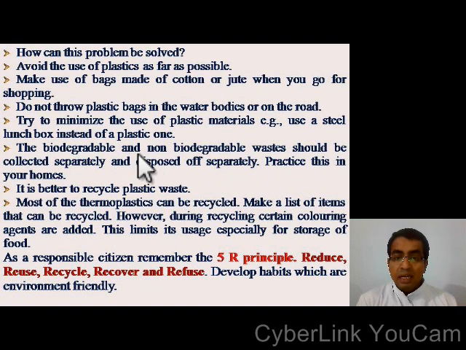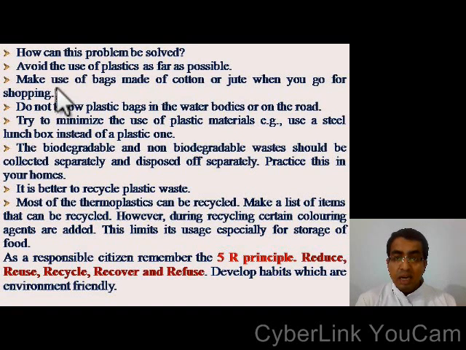Then the biodegradable and non-biodegradable waste should be collected separately and disposed of separately. Practice this in your home. Then it is better to recycle plastic waste. Most of the thermoplastics can be recycled. Make a list of items that can be recycled. However, during recycling, certain coloring agents are added. This limits its usage, especially for storage of food.